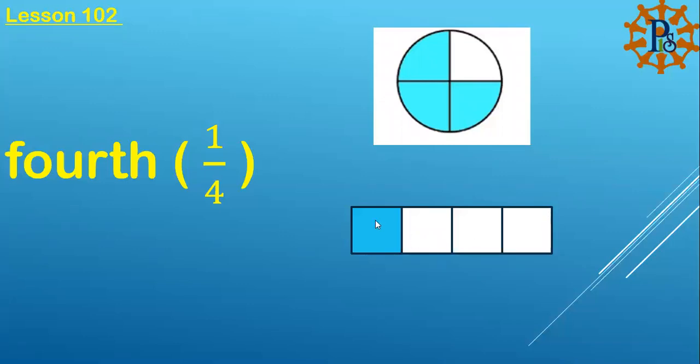Down here, as you can see, we divide the rectangle into four equal parts, and the blue one represents one fourth. One out of four, or like this, fourth, or one over four, okay?